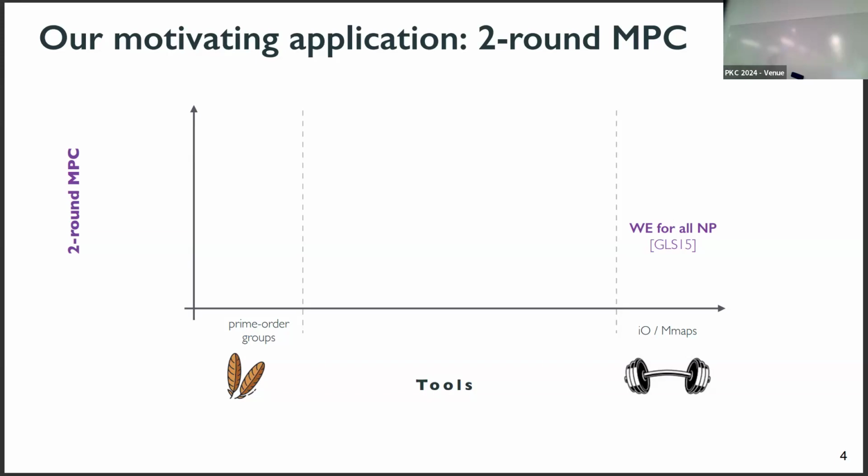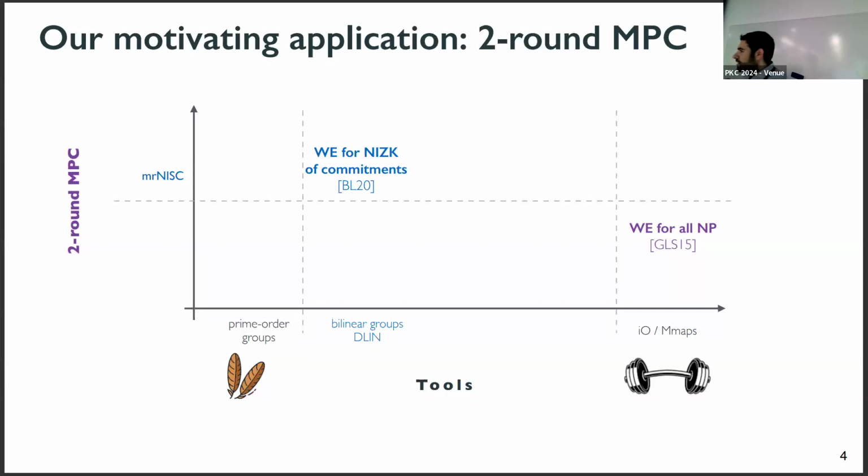For this application, we actually know the result by Garg et al. that proposed how to use witness encryption for all of NP in order to build two-round MPC from any n-round MPC. But remarkably, in 2020, Benhamouda and Lin showed a construction of two-round MPC based on a weaker notion of witness encryption called WE for NIZK of commitments. And they realized this primitive from linear groups under the decision linear assumption.